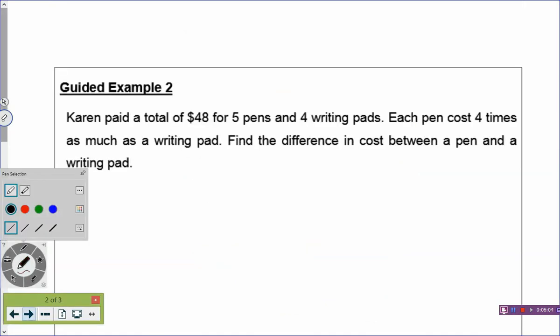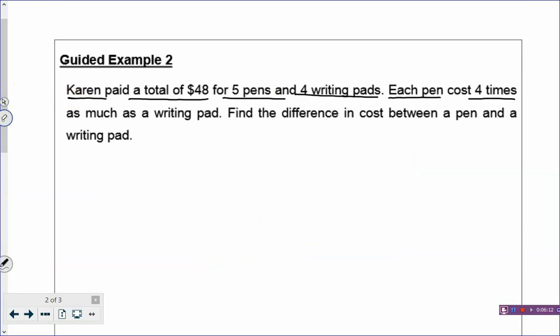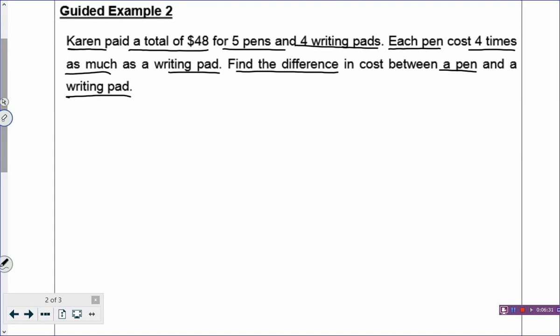Karen paid a total of $48 for 5 pens and 4 writing pads. Each pen costs 4 times as much as a writing pad. So when you see 4 times, that is your multiplication concept. Multiplication model. Find the difference in the cost between a pen and a writing pad. It seems to be quite hard if you try to work it out in your mind. So let's draw out the sentence.